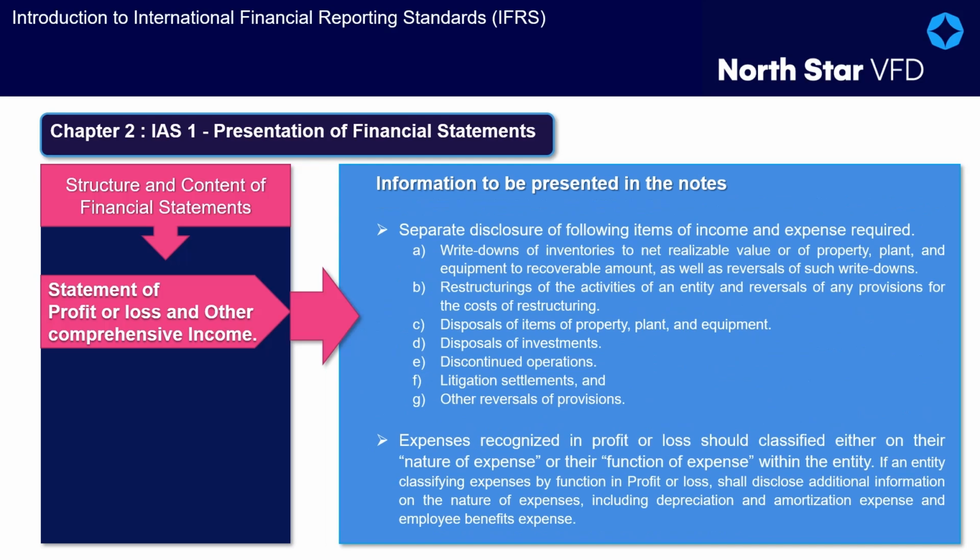An entity classifying expenses by function shall disclose additional information on the nature of expenses, including depreciation and amortization expense and employee benefits expense. The choice between the function of expense method and the nature of expense method depends on historical and industry factors and the nature of the entity.